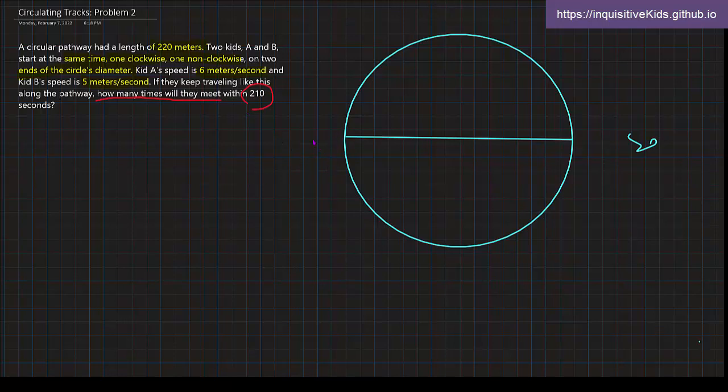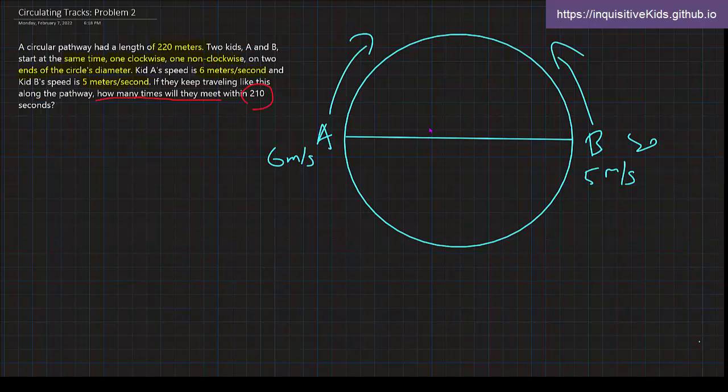Two kids A and B. So I'll make A start over here and B start over here. And they go at the same time, one clockwise, one non-clockwise. So maybe A will be going up like that clockwise and B will be non-clockwise. And it's at two ends of the diameter. Kid A's speed is 6 meters per second, while kid B's speed is 5 meters per second. So they keep traveling along the pathway. How many times will they meet within 210 seconds?